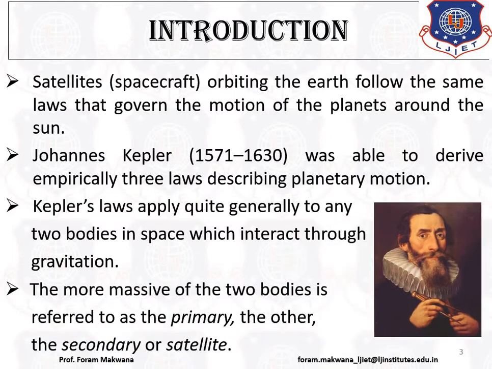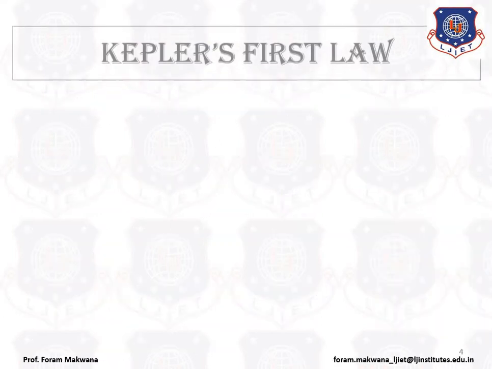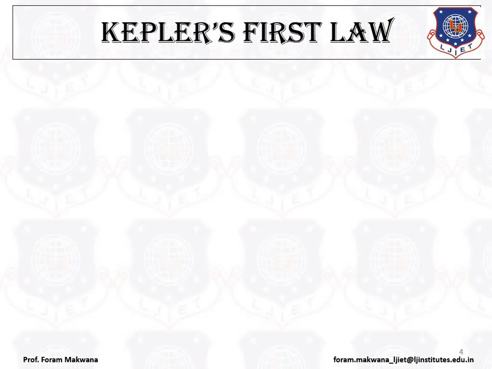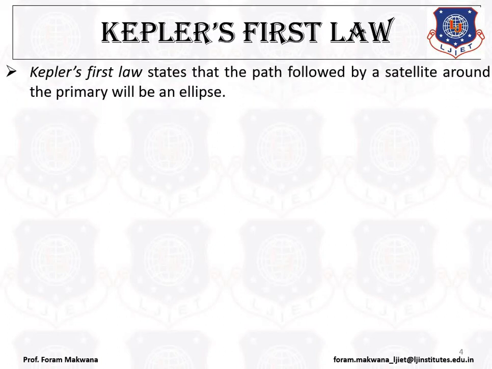It can be applied to any two bodies. Two bodies are primary body and the secondary body. Primary body stands for the Earth. That means our satellite is rotating around the Earth. So Earth is primary body and satellite is secondary body. We will start three laws given by Kepler one by one. First, we will start Kepler's First Law.